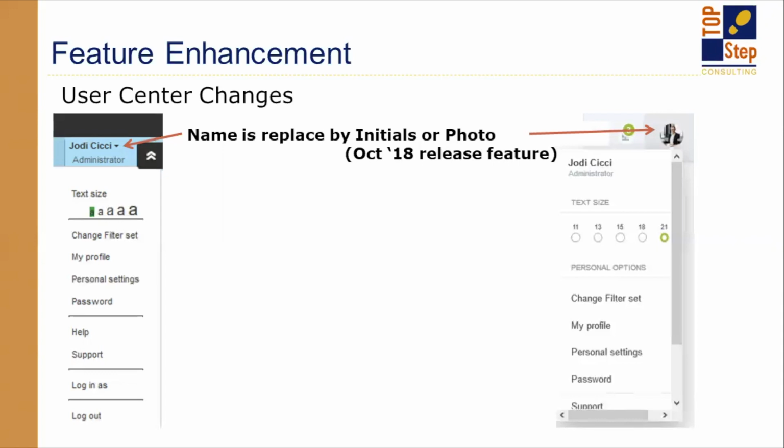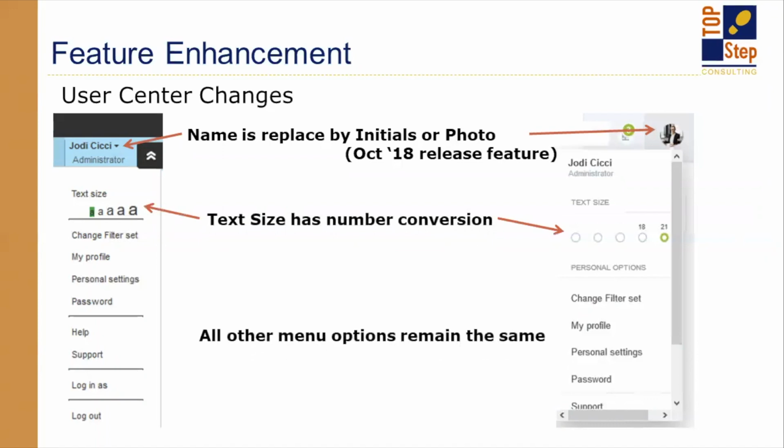But if you click on the names in either one, you get the menu, and really the text size is the only real difference that's happened so far, because instead of visually seeing it, it gives you numbers to select for the text size. And then finally, all the rest of the items on the menu are the same thing. So, my profile, personal settings, those are all the same options on both menus so far. So not drastically different there.